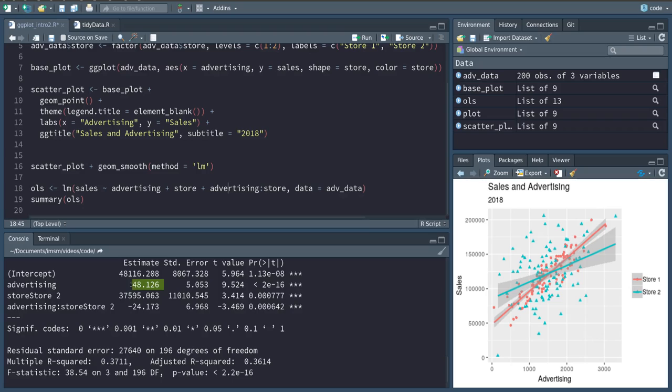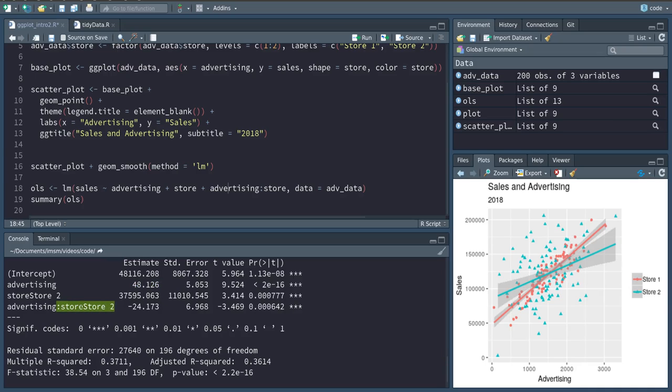Then we have a coefficient of 48 on advertising. That is, again, the slope of the line for store one. Because we have this interaction effect here, this is just the coefficient for store one, which is our baseline. If store one spends another euro on advertising, on average, the sales will increase by 48. So that's a pretty good deal.